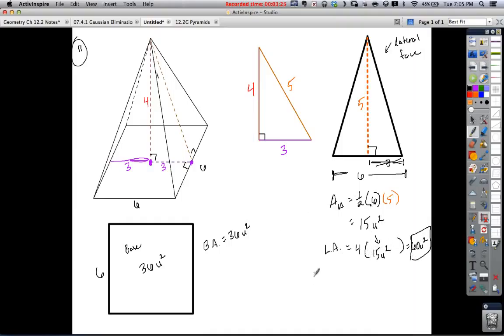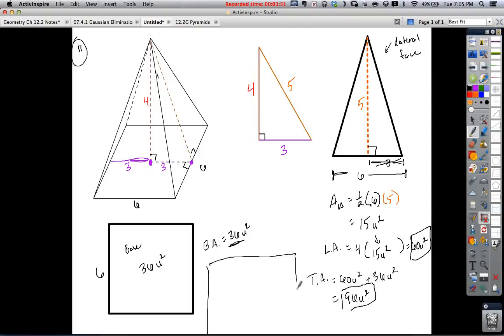They also wanted to know the total area. Well, the total area, let's think of what we got here. We got 4 of these lateral faces, and that's 60 units squared. And then we have our base. Well, I found that too already. I already have my base area. It's 36 square units. Told you that would come up later. And so we get a total of 96 units squared.